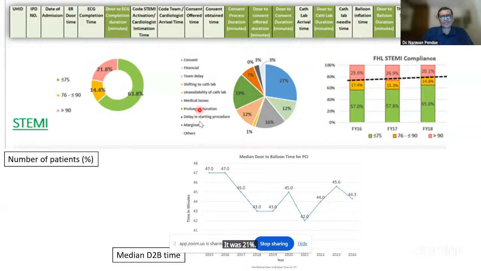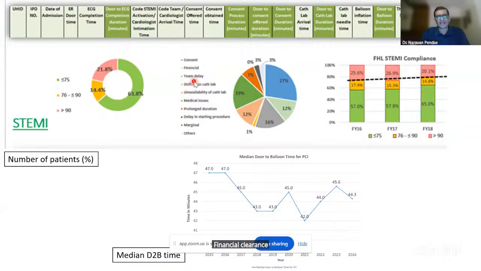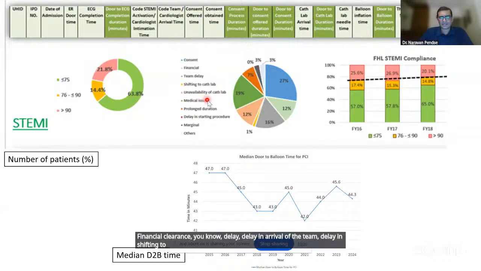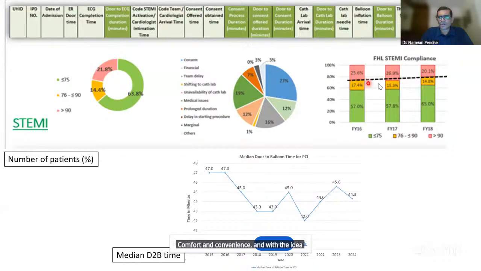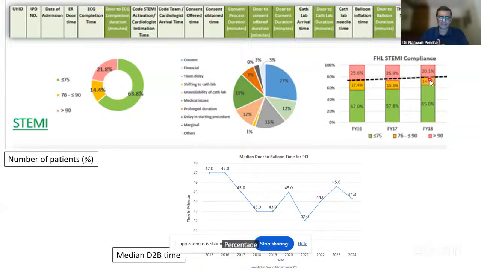And then we also defined the reasons for some of these delays. For example, delay in consent, financial clearance, delay in arrival of the team, delay in shifting to the cath lab, etc. So you can create dashboards and analytics as per your comfort and convenience, with the idea that you monitor the compliance percentage to this particular parameter.